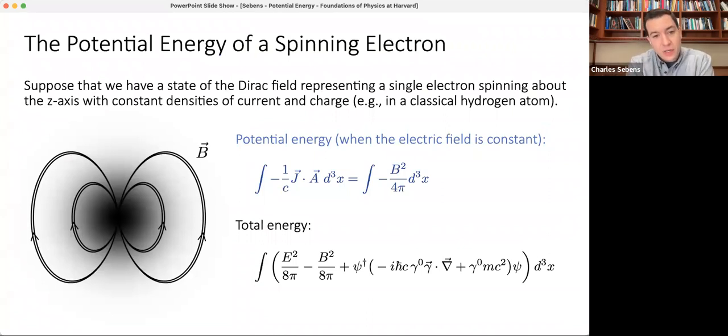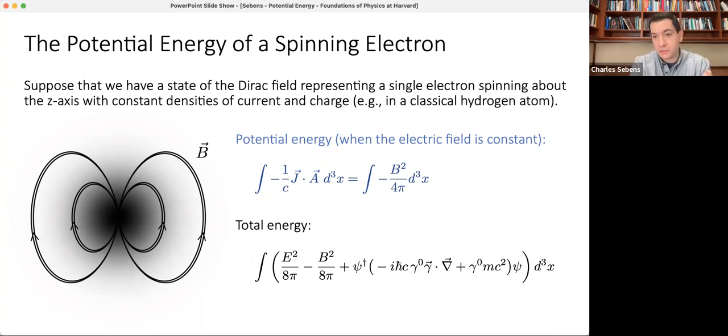If we do take this -1 over C J dot A to be the density of potential energy for the Dirac field, we can apply it to a bunch of cases as we'd like. We can ask, what does the potential energy look like here or there? One interesting case to think about is a wave packet representing a spinning electron in the Dirac field. In that case, you're going to get this magnetic field around the electron.